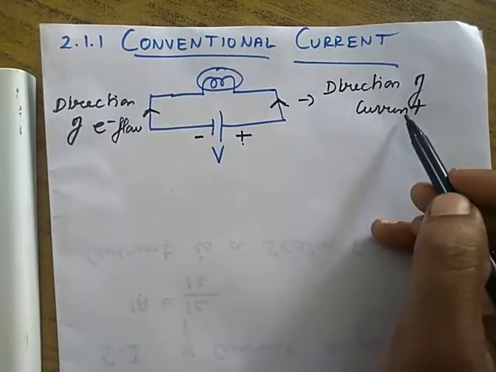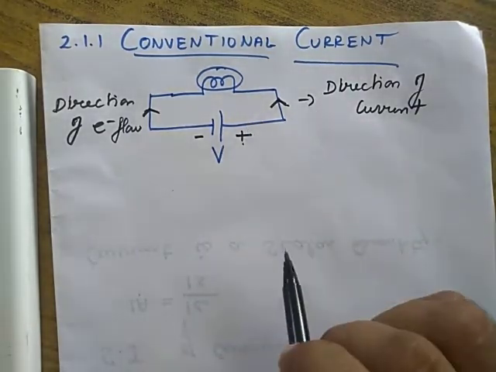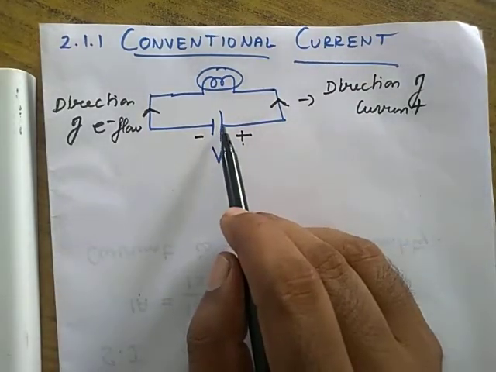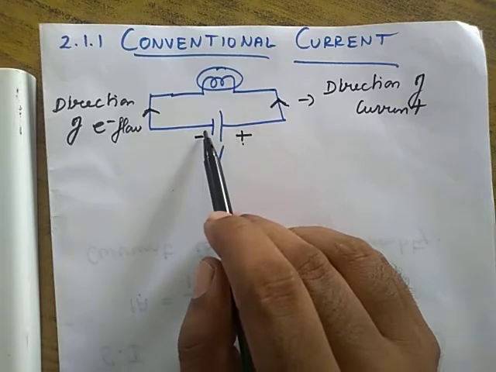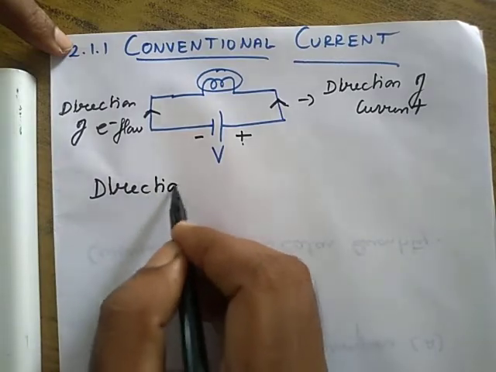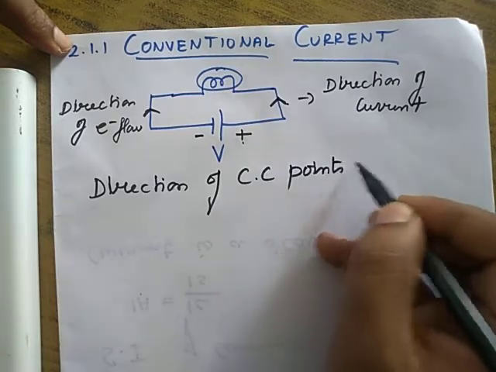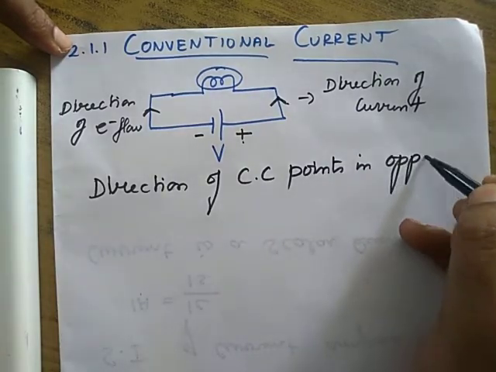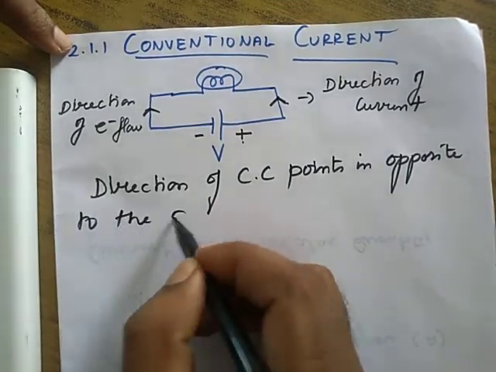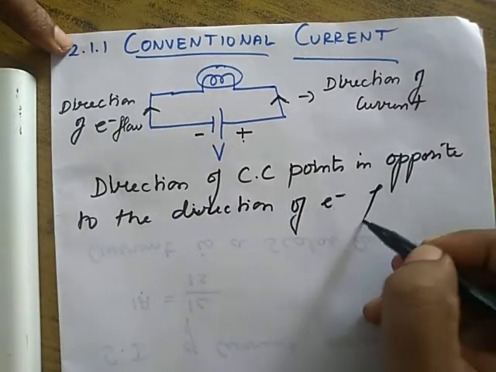The direction of current is equal to the direction of the positive charge flow. By convention, the flow of current in this circuit should be from the positive terminal of the battery to the negative terminal. The direction of conventional current always points opposite to the direction of the electron flow.